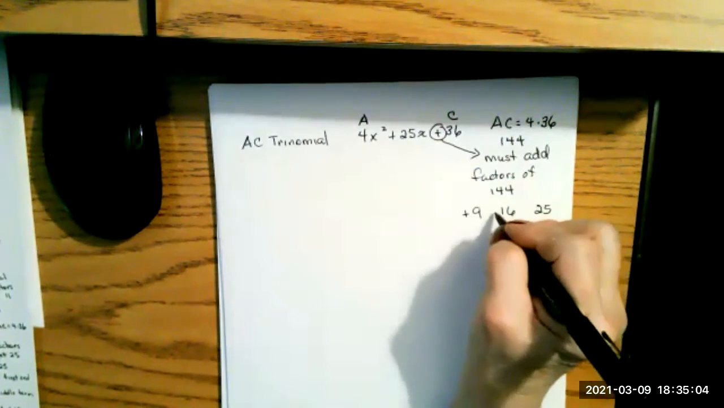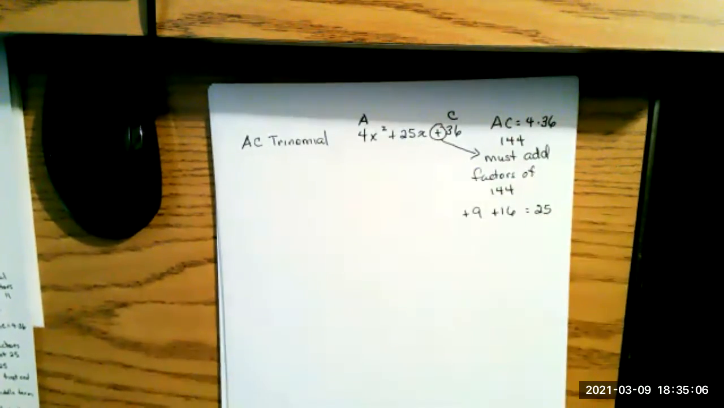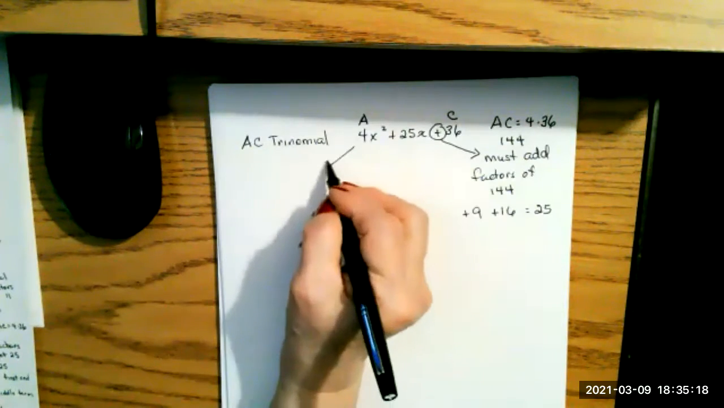You want your 9 to be positive and your 16 to be positive. You get 25. And 9 times 16 is 144. So those are the factors I want to use. Okay, this is that Merrill method.